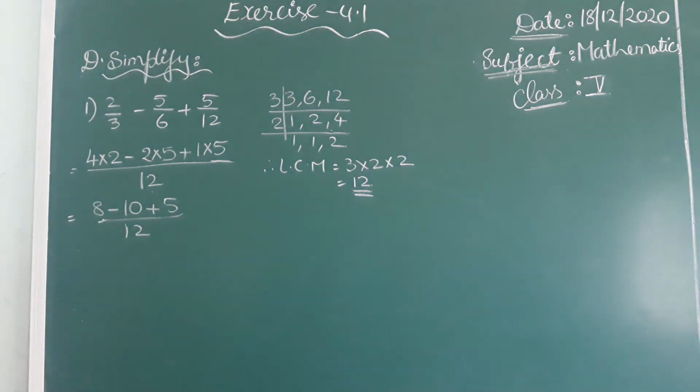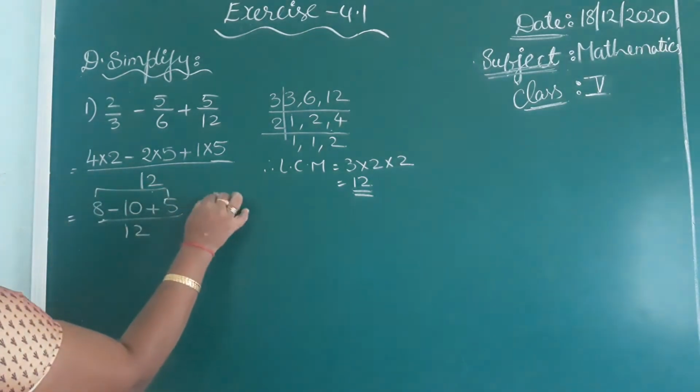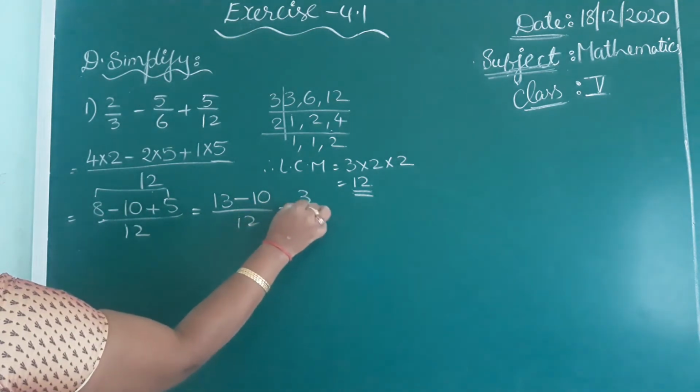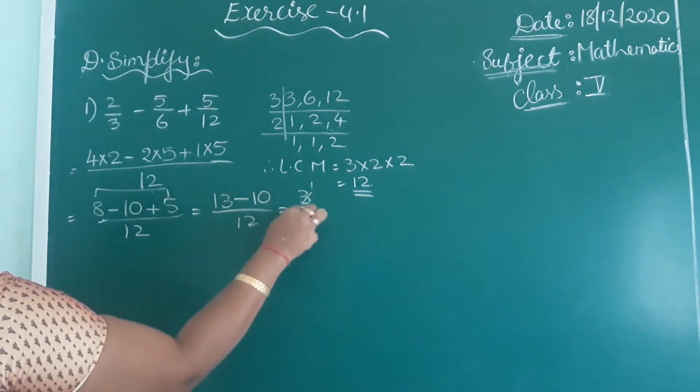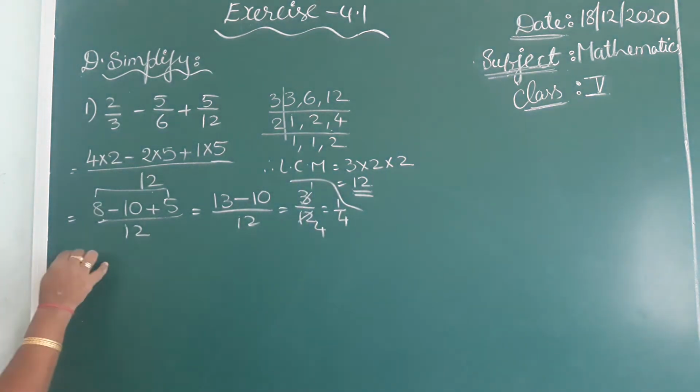Okay children, first add the plus terms. What are the plus terms here? 8 and 5 are the plus terms. 8 plus 5 is 13, minus 10 by 12. It is nothing but 3 by 12. 3 ones are 3, 3 fours are 12. Answer is 1 by 4.